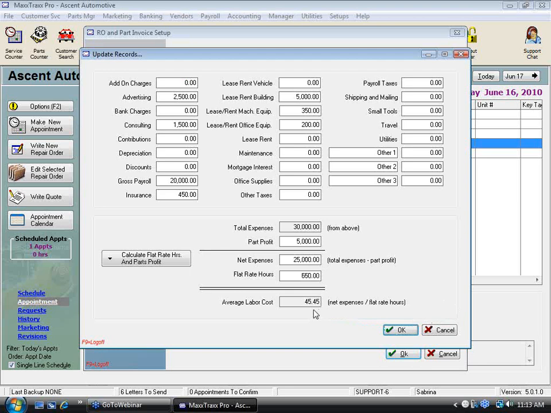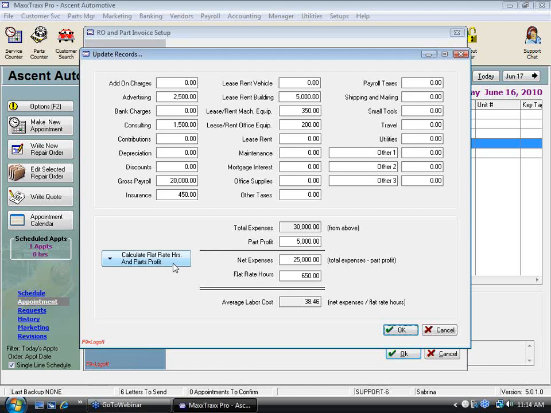Because what we're doing is we're taking all my expenses to pay my guys, pay my electric bill, pay my heat, pay my rent. How do I take all those expenses and divide it by how many hours I'm billing out? And that's where you get this average labor cost. So you can see just by changing this number slightly, you see how this is going to really affect this number? That's why I say let's get a starting point, okay?